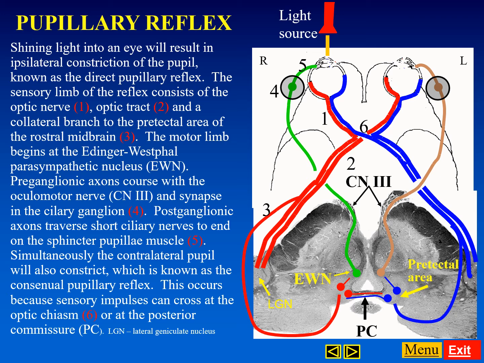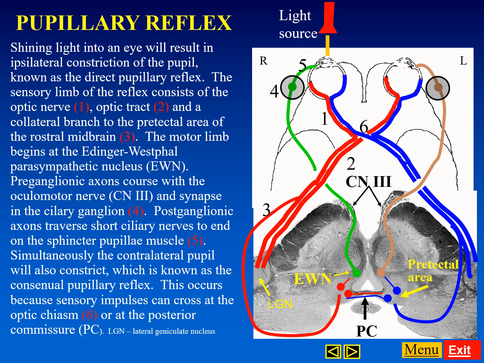The indirect response is also known as the consensual pupillary reflex. By shining light in the right eye, we get impulses traveling along that right optic nerve, but then at the optic chiasm, some will cross over and travel with the left optic tract and through collateral branches also reach the pretectal area. And that is one option.